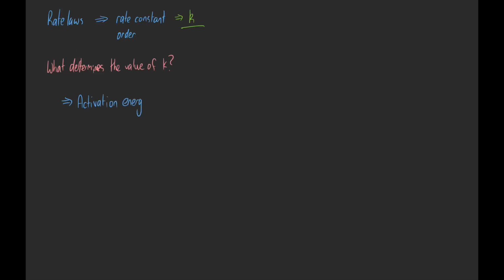Activation energy. Now the activation energy, we give the symbol E subscript A, and this is a minimum energy that the reactants need to have when they collide in order for the reaction to happen. So the minimum energy of collision that will result in reaction.